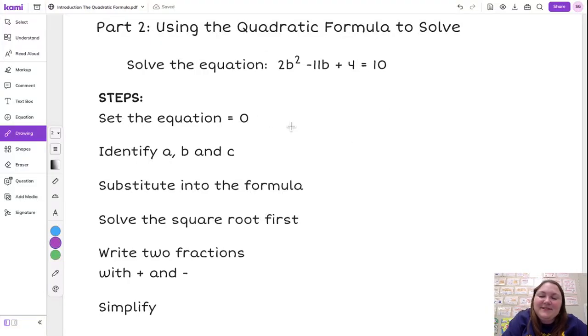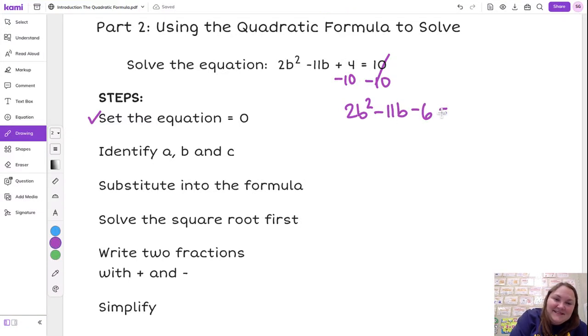In order to solve this equation, whether you are solving by factoring or by quadratic formula, that first step is set the equation equal to 0. So we can do that by subtracting 10 on both sides to get our 0 over there. And that gives us the equation 2b squared minus 11b, 4 minus 10 is negative 6, and it is equal to 0 now.